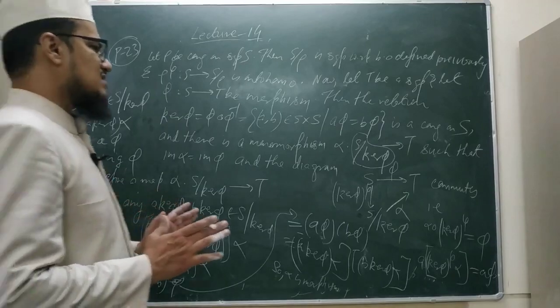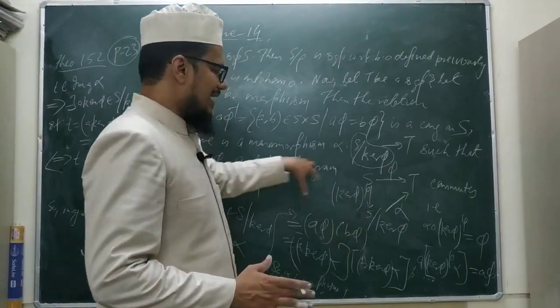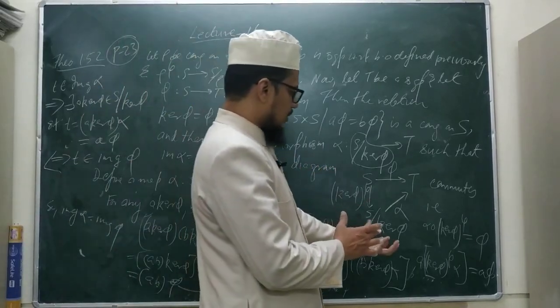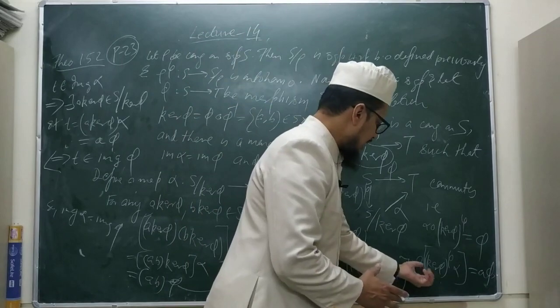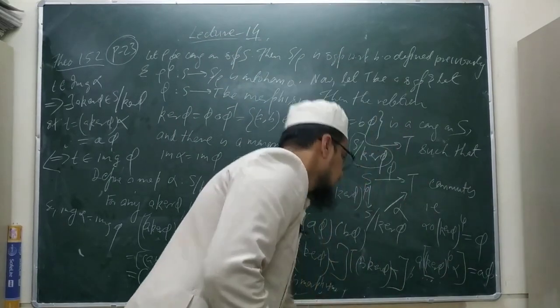Now the last thing is that we have to prove this diagram commutes. I already explained what we have to prove in order to prove that this diagram commutes. We have to prove that a kernel phi natural alpha is equal to a phi. Now let's start.